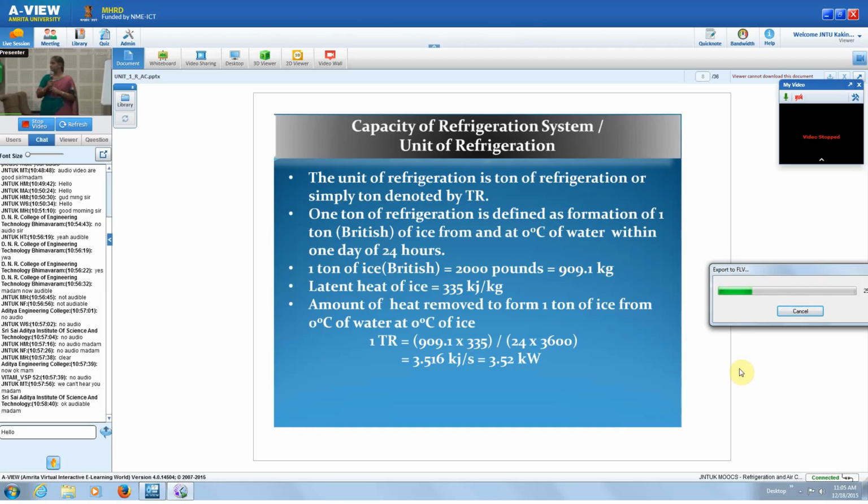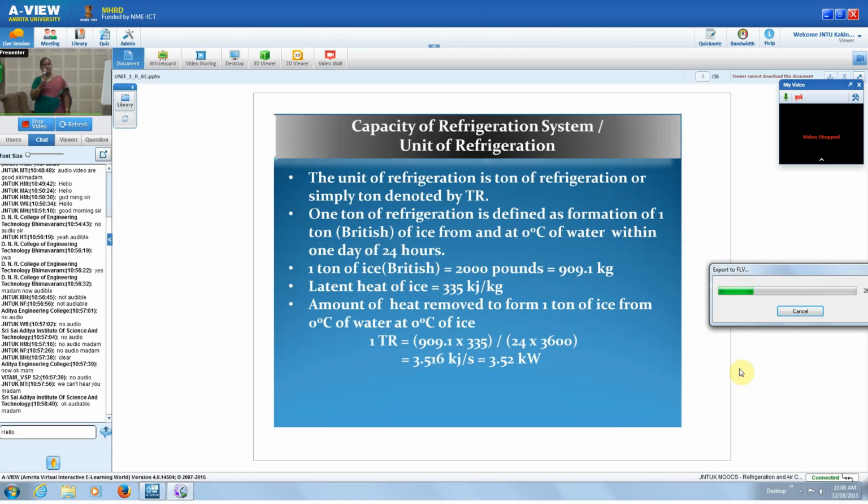Let us go into the refrigeration part. The unit of refrigeration is given by ton of refrigeration, or simply TR, where TR means ton of refrigeration. A ton of refrigeration is defined as the formation of 1 ton of ice from and at 0 degrees of water within 1 day of 24 hours. So again I am reading, the definition should be very clear. 1 ton of refrigeration is defined as the formation of a ton of ice. That ton is represented in terms of British units.